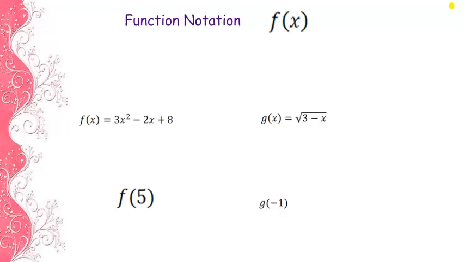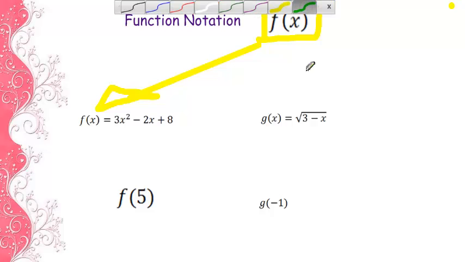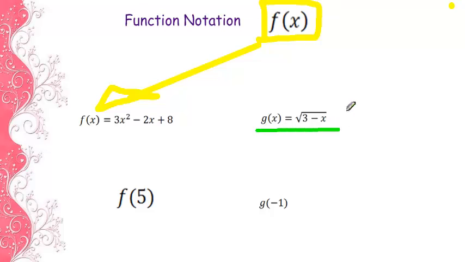This is an introduction to function notation. This piece right here is read f of x, or f evaluated at x. F is the name of the function. So if I'm talking about f of x, I'm talking about this function because it's the one with the f. The other function that I've got listed there is g of x.